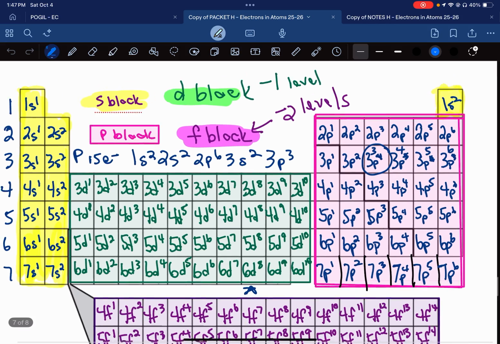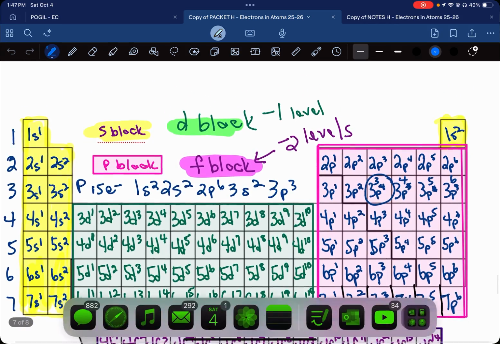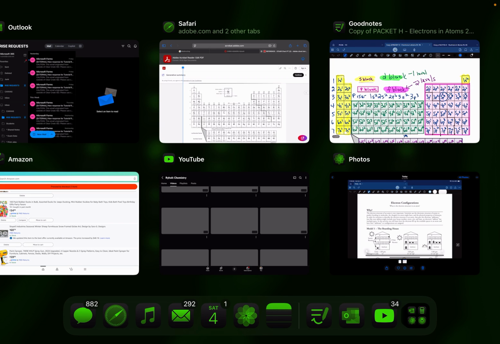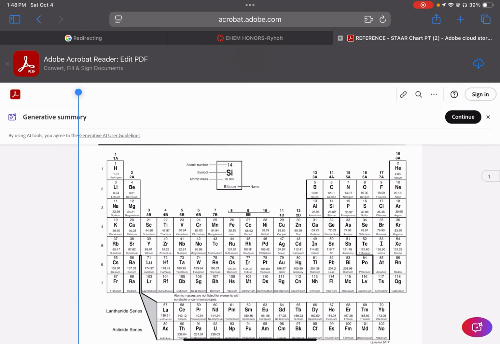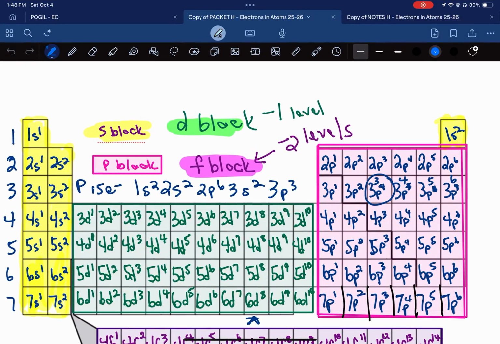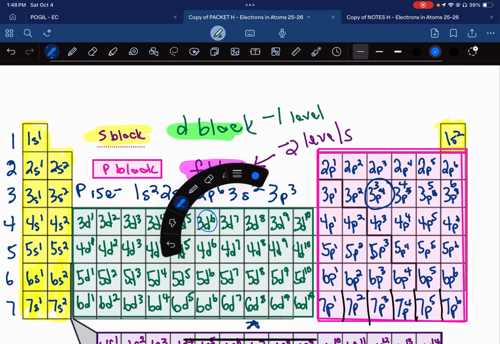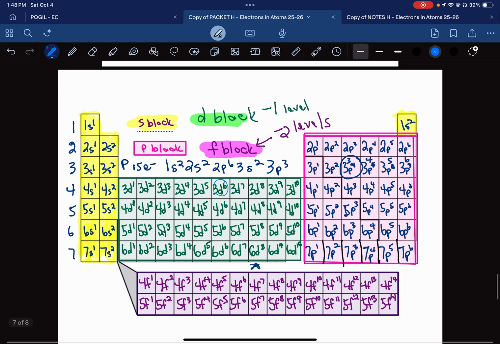Okay, so iron, if we had iron, let's see which one we're going to do here. Okay, so iron is right here. It's number 26. So it's 1, 2, 3, 4, 5, 6. So it's basically 6 elements into that third level of the D block. So that means that it's basically right here. Okay. So we had to go all the way through these P's.